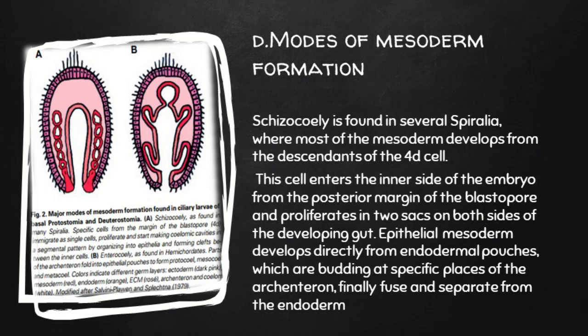And then we talk about the modes of mesoderm formation. Examples of this: schizocoely is found in several spiralia, where most of the mesoderm develops from descendants of the fourth cell. The cells enter the inner side of the embryo from the posterior margin of the blastopore and proliferate into sacs on both sides of the developing gut. Epithelial mesoderms develop directly from the endodermal pouches, which build the specific places of the ancestrocoel, spread from the endoderm.